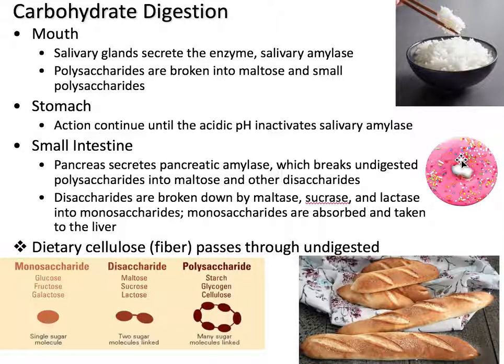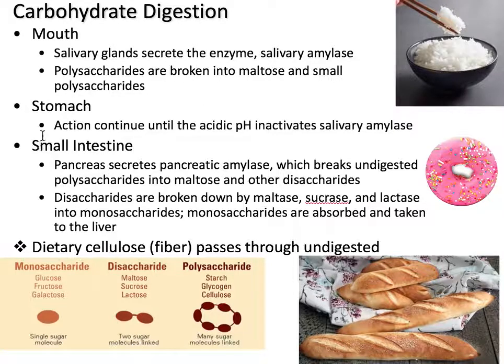Carbohydrate digestion begins in the mouth. You release something in your saliva known as salivary amylase, which is an enzyme. And this enzyme helps to break down these big, long chains of carbohydrates known as polysaccharides. And they break those chains into smaller chains, like disaccharides, for example. Maltose is one example of a disaccharide, and smaller polysaccharides. So that's all going on inside of your mouth.